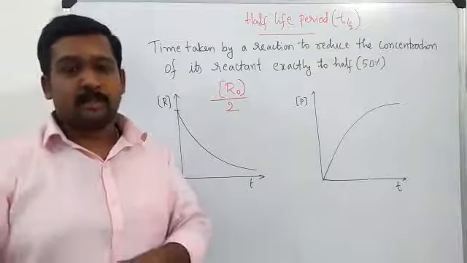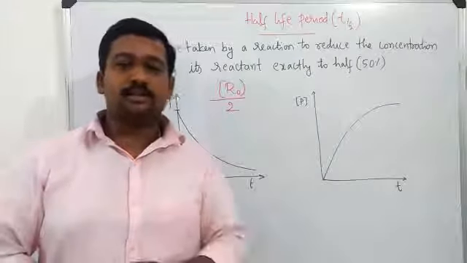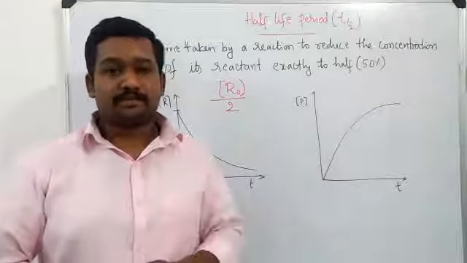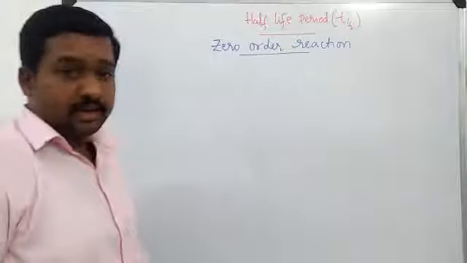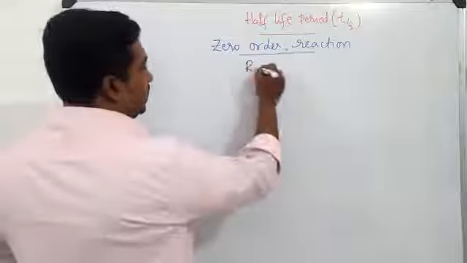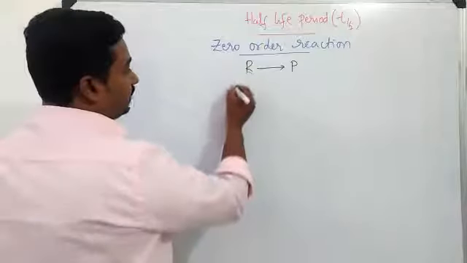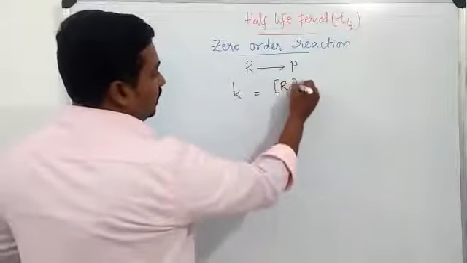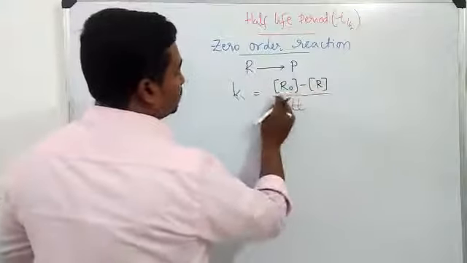Now we have to understand what is half-life period of a zero order reaction, and also we will see what is half-life period of a first order reaction. So I have considered a zero order reaction. The same reaction, R gives P, is our zero order reaction. For this reaction, we have derived an expression for the rate constant. Rate constant is given as R0 minus R by t. So this is the expression which we have derived just now for a zero order reaction.